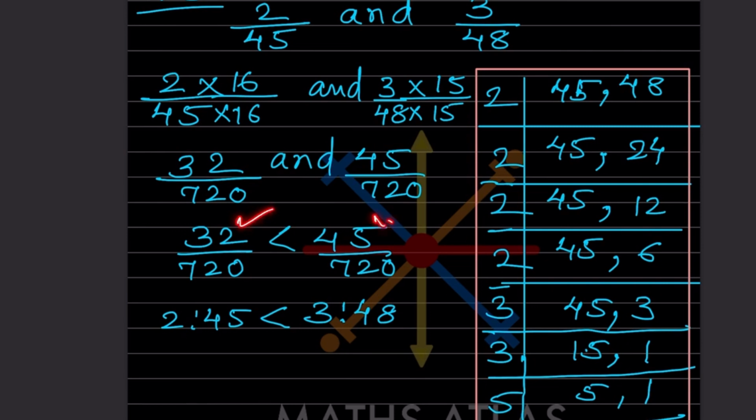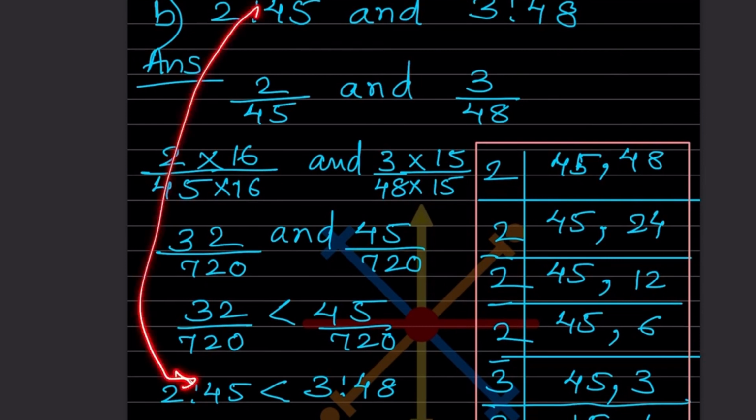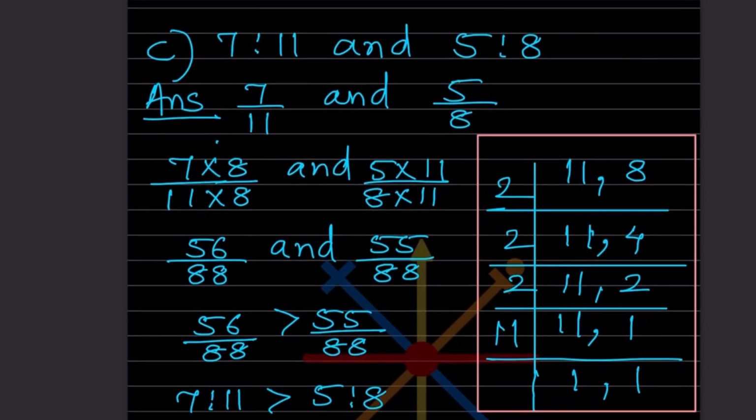You compare this, 45. So you open the mouth over here. So now you have to write the original one. What is this? This is less than this now, ratio. Now the next one, again the same.